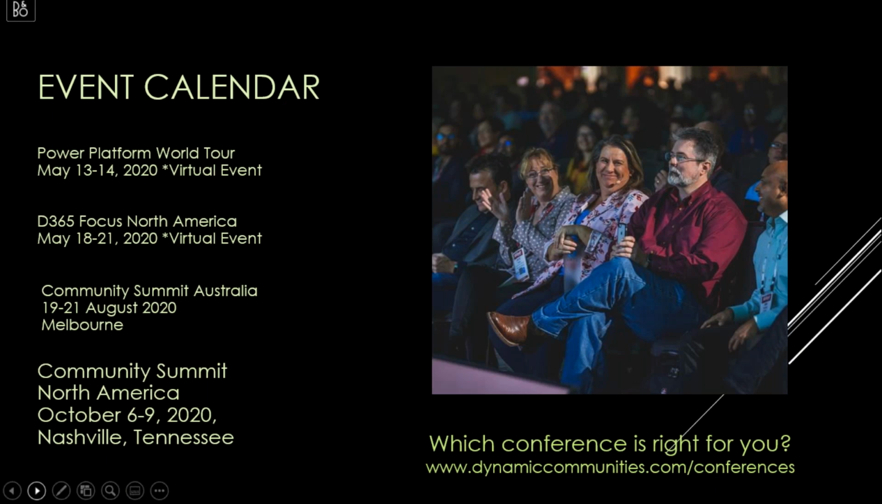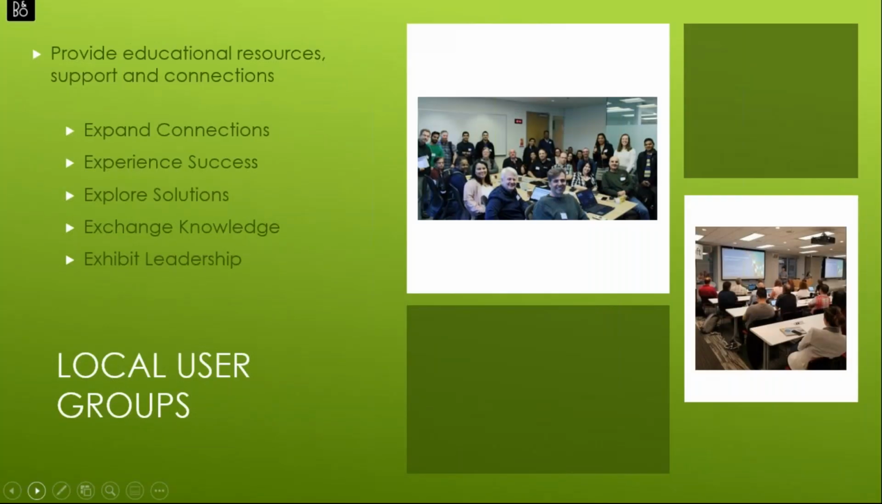Community Summit is our marquee annual event and is held in 3 areas around the world: North America, Europe, and Australia. Summit North America will be held this year in Nashville, Tennessee, October 6th through the 9th. Last year at Summit North America, we had an attendance of over 7,000 across all of the user groups. And as you can see, Community Summit Australia is scheduled for August 19th through the 21st.